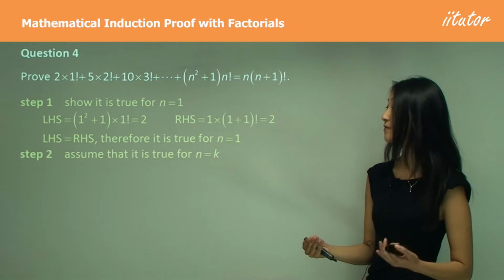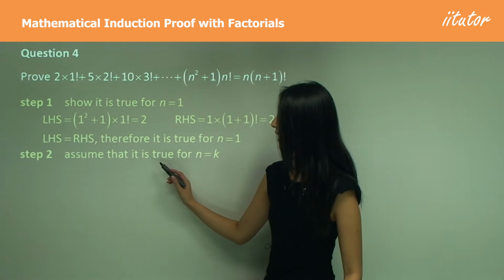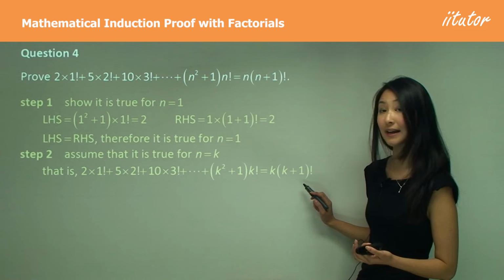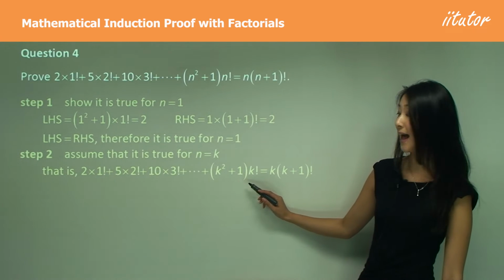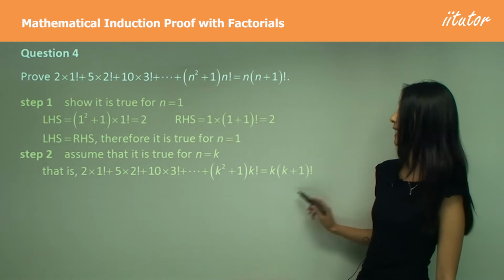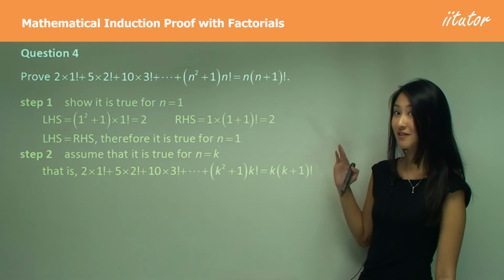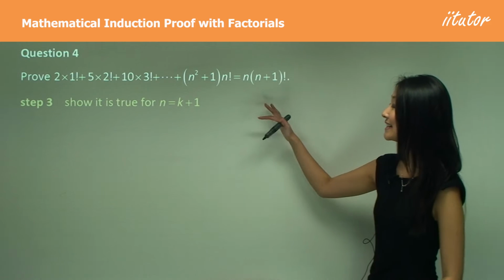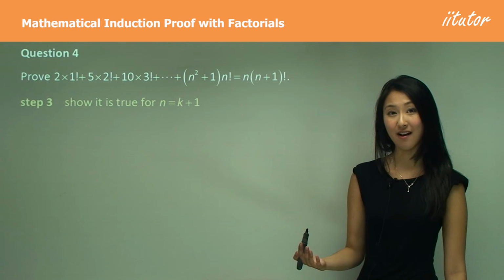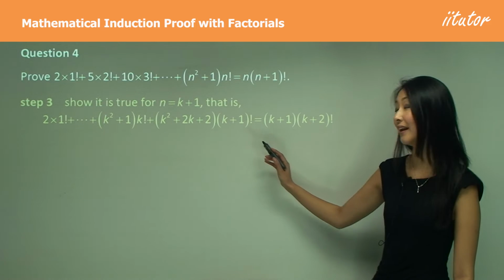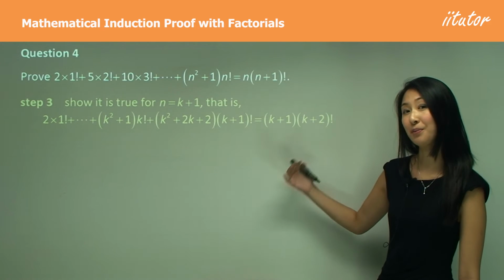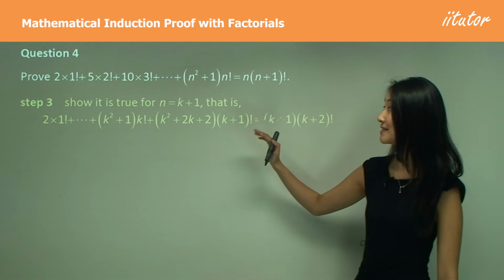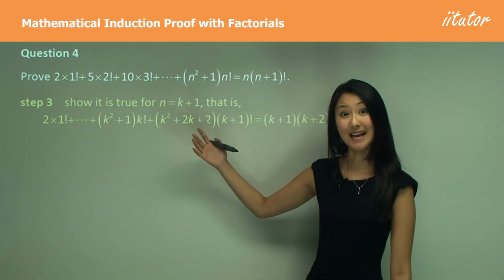And now moving on to step 2, we assume that it is true for n equals k. That is, we write the new equation using k. So we're assuming that when we substitute in k, the left-hand side does indeed equal the right-hand side. And we're using this assumption for the next step. So now we can move on to step 3. We want to show that this is true for n equals k plus 1, that is, that the left-hand side of the equation equals the right-hand side. So we want to prove that. Now, how do we get this equation here from that? Well, we're substituting in k plus 1 wherever there's n, essentially.